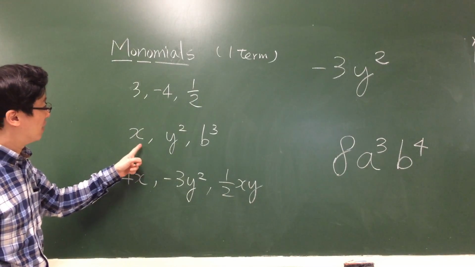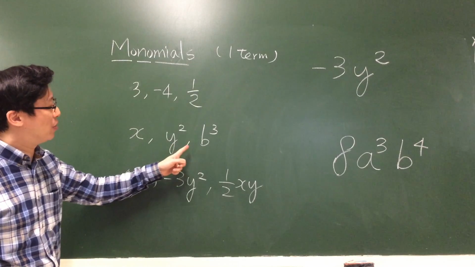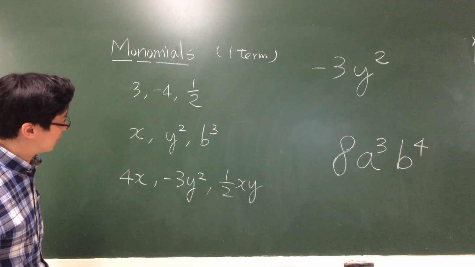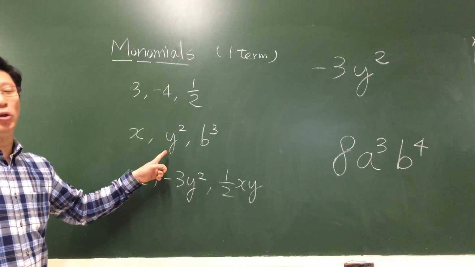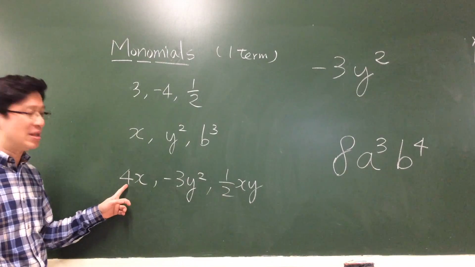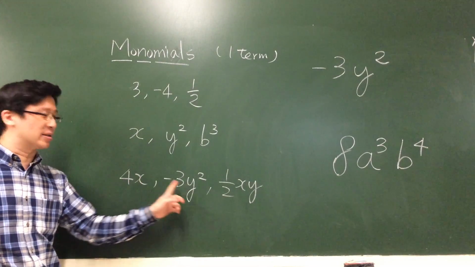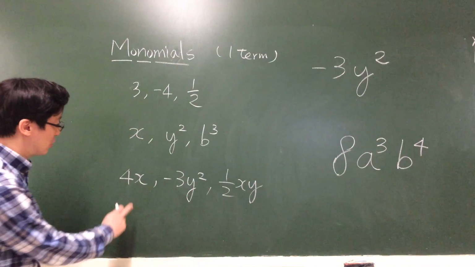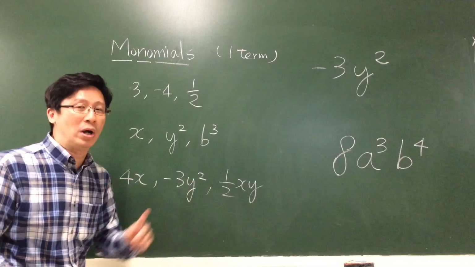And in the second type, we have some x, y variables, and even to the power 2 or 3 or something. This is also called a monomial. We just call this one term. And even if we have a number multiplying the variable x, y squared or xy, these are also called monomials. We just regard this as one term.